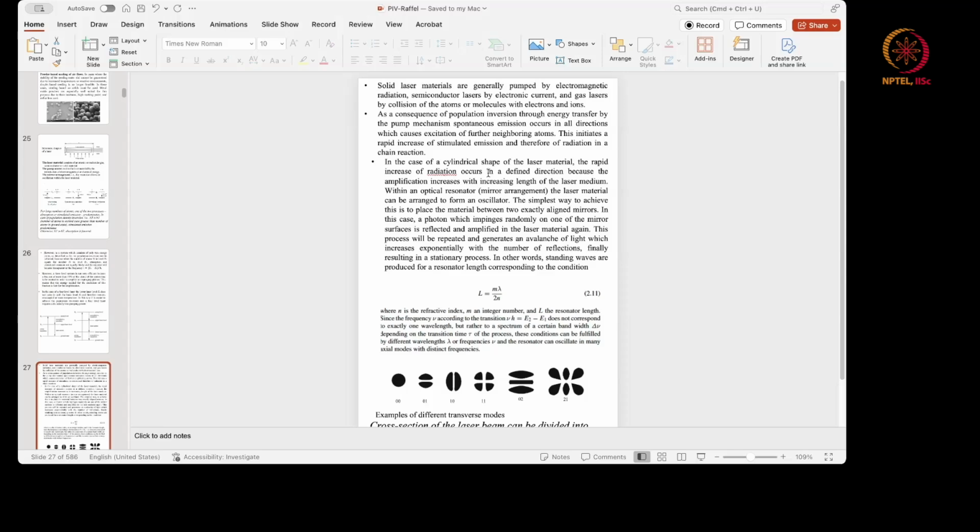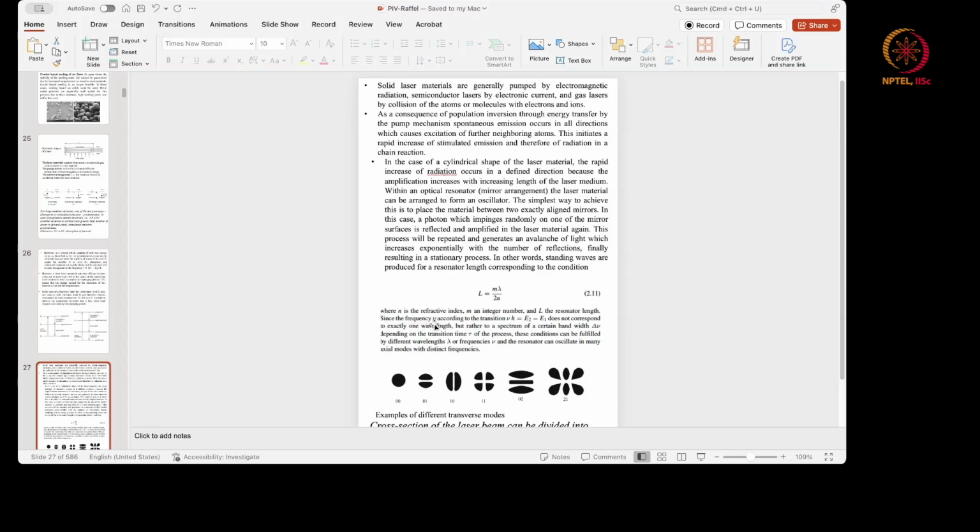It increases as we go on increasing the number of reflections, because more and more photons will be knocked off from the laser material, and therefore it will generate what we call a stationary process. In other words, along the resonator length you form standing waves, where L = mλ/2n. Here n is the refractive index, m is an integer number, and L is the length of the resonator.